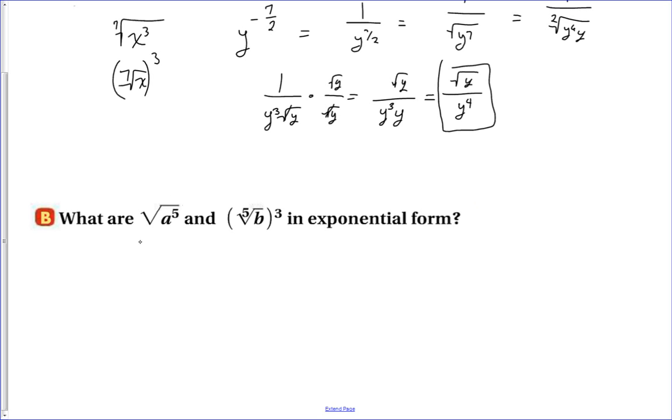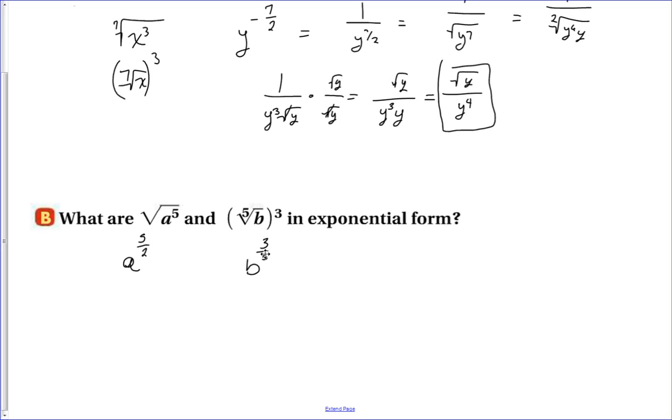All right, well this one here, we know we have the square root, so we know that the bottom of our fraction is going to be 2, and since it's a to the 5th, the top of our fraction is going to be 5. So we have a raised to the 5/2. Hopefully you got that. Now here, we know since we have a 5 for the root and a 3 for the exponent, this is simply going to be b raised to the 3/5 power.